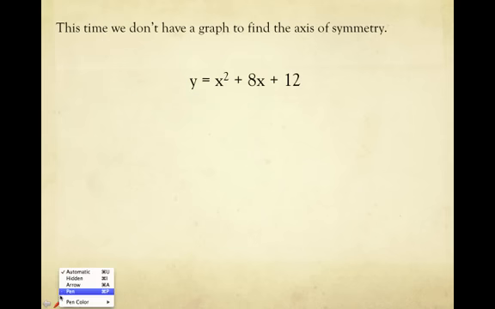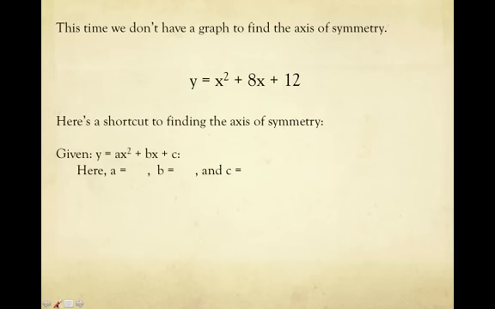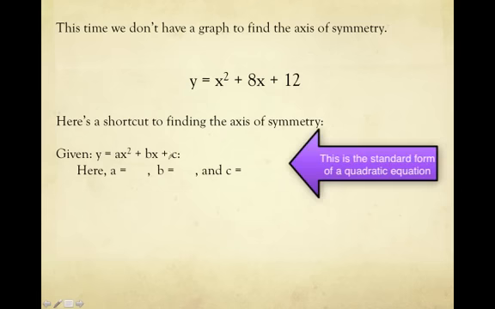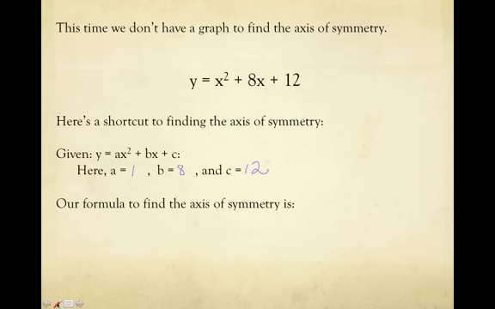This time, I don't have a graph. So let's figure out what the axis of symmetry is. Well, I'm going to show you a shortcut for finding it. I've got my equation, y equals ax squared plus bx plus c, which is what I've got up here with specific numbers. My a here is 1. There's nothing in front of my x squared, so my a is 1. My b is the coefficient of the x term, or 8, and my c is the constant at the end, or 12. And I've got a formula for finding my axis of symmetry.